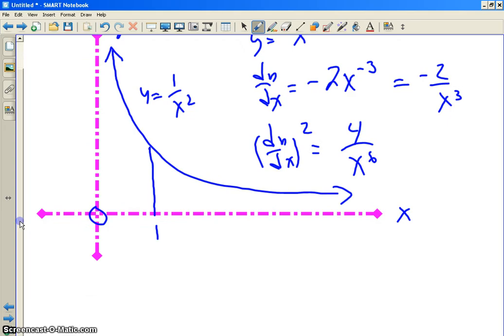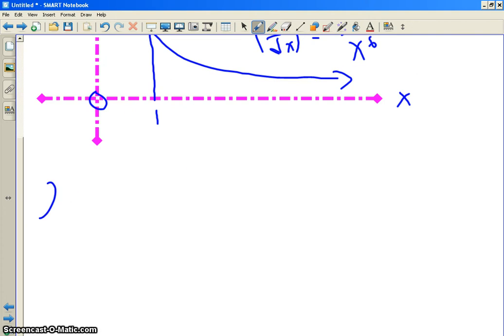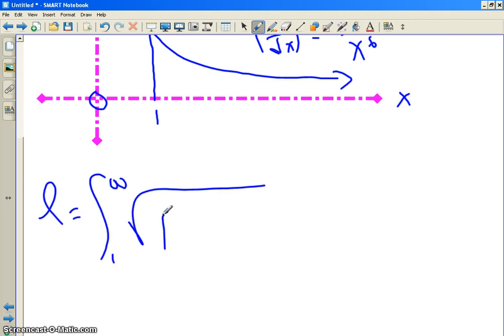Okay, so let's set up the arc length. The arc length is going to be the integral from 1 to infinity of the square root of 1 plus 4 over x cubed. Okay? Alrighty. Oh, wait, look. It's 4 over x to the 6, oops.